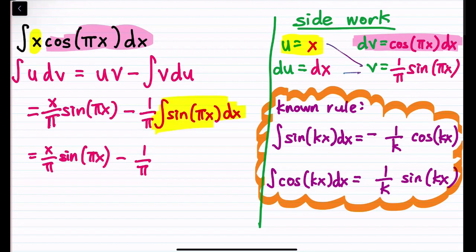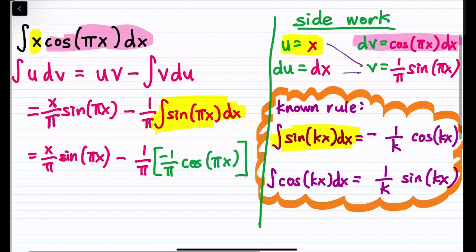Again, we can use this known rule here as a shortcut. Based on this rule, we know that the integral of sine of pi times x is going to equal negative 1 over pi times cosine of pi times x. Okay, and we just need one more step to help us further simplify this problem. Again, the first term stays the same, and then multiply these two terms.